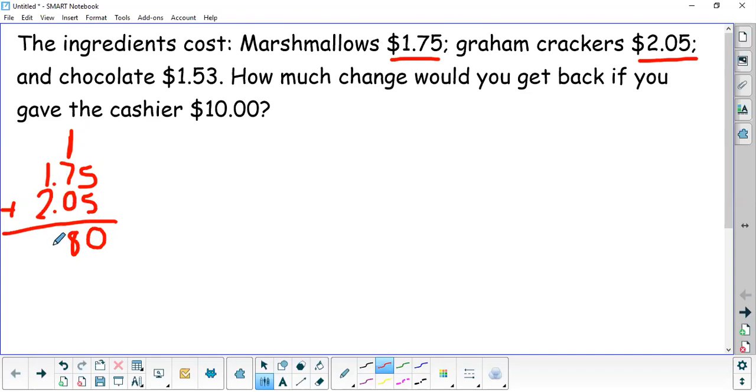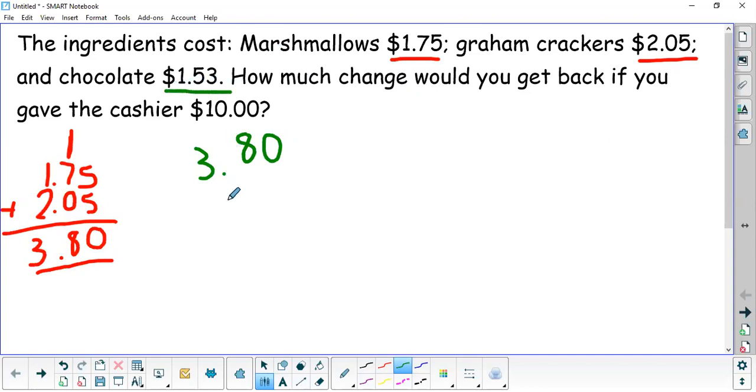All right, we're going to drop down our decimal. Make sure our decimal adds up. Do I have 2 places behind the decimal like I do in the problem? I do. Good, then I'm doing what I'm supposed to. All right, 1 plus 2 is 3. So now I have $3.80. So what I'm going to do with this $3.80 is bring it to the next problem. Now I'm going to do that problem in green. So $3.80. We've already added $1.75 plus $2.05. So what we need to add to that now is $1.53.